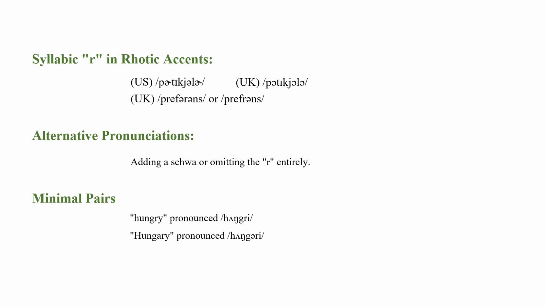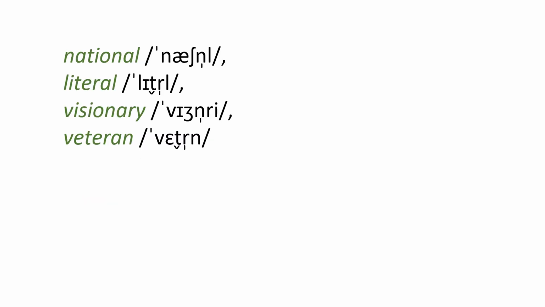Next, our discussion includes the occurrence of syllabic consonants, where consonants can function as syllables in certain words. Syllabic consonants can occur in English words, meaning that a consonant, such as L or N, takes the place of a vowel in forming a syllable. Examples: words like national, literal, visionary, and veteran demonstrate this. In these cases, consonants like L and N act as syllables.